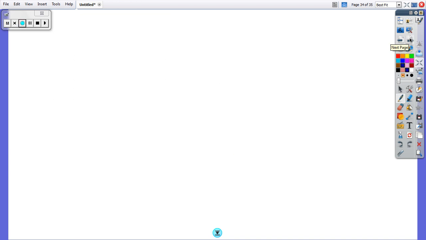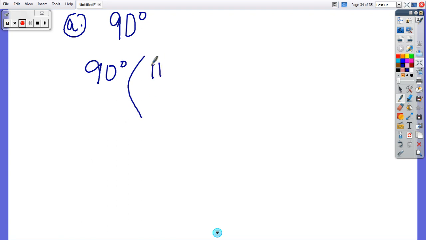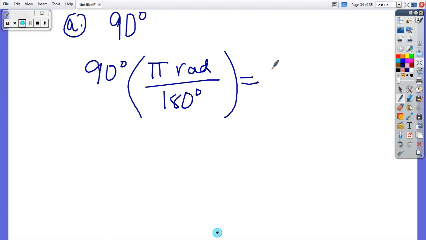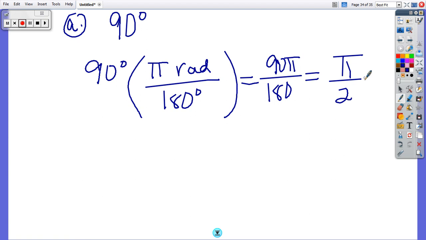In the first example, I want to know how many radians there are in 90 degrees. So this is going to be letter A. If I gave you 90 degrees, how many radians? Well, since pi radians and 180 degrees both measure one straight angle, I'm going to be taking 90 degrees and multiplying it by pi radians over 180, just like we said in the previous slide. My degrees then would cancel out, and I'd be left with just radians, and you know that that's going to be 90 pi over 180, which is really the same as pi over 2 radians.